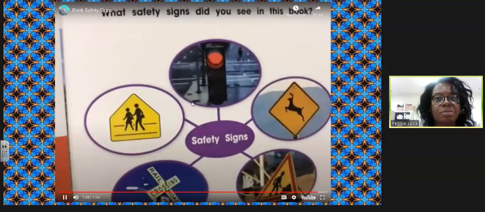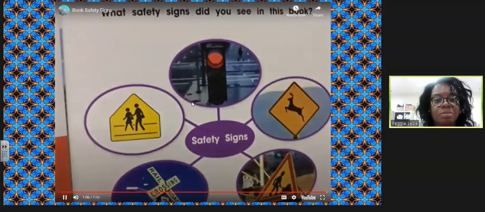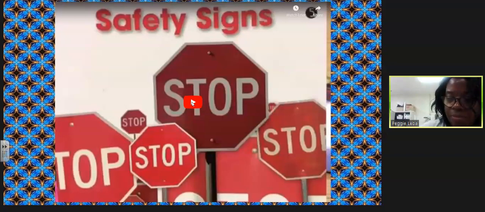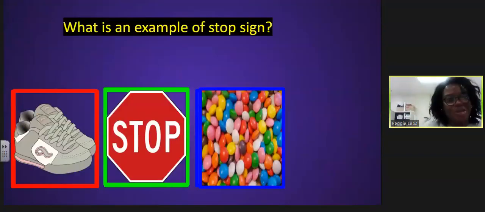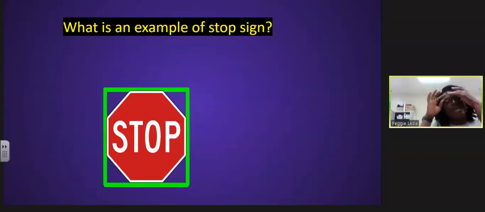What safety signs did you see in this book? All right, that was really good. That was a refresher. So let's do our last question. What is an example of a stop sign? Is it a pair of tennis shoes? Is it a sign that has the word stop, but it's a big red sign? Or is it candy? If you said the big red sign with the word stop in the middle, you are correct. Give yourself a hand. Yay!